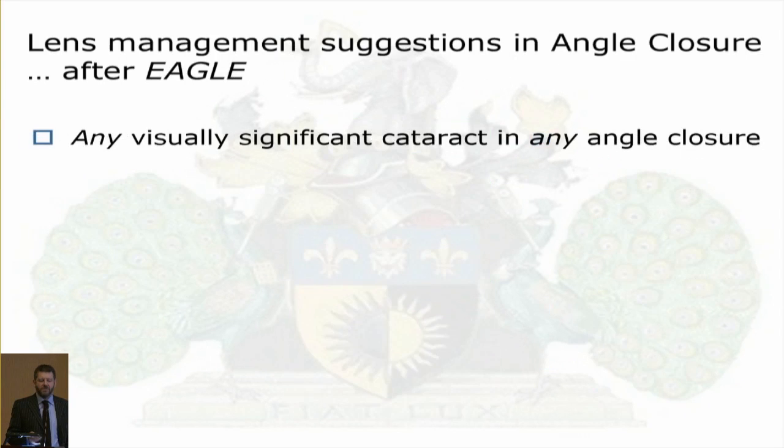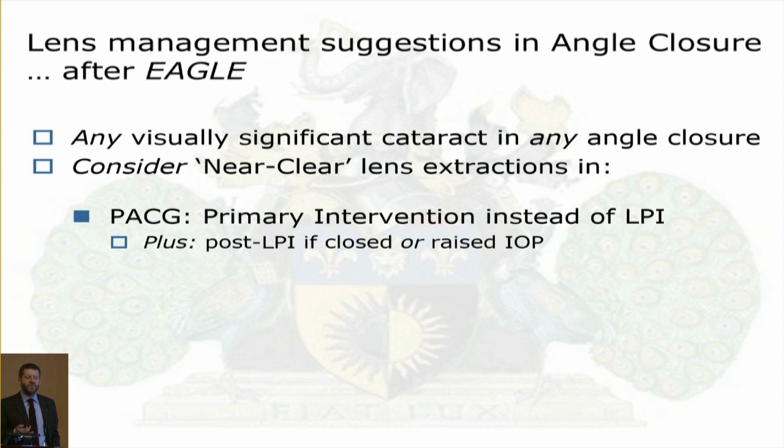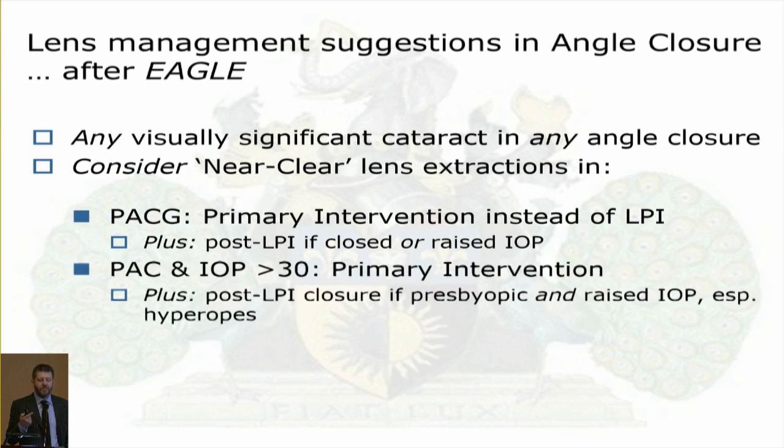But I think the results of the EAGLE trial are such that, following on from this, we're going to clearly be taking out almost any visually significant cataract in any angle closure disease. We're going to be considering a clear or near-clear lens extraction in anyone who's got angle closure glaucoma as a primary intervention. If they've already had a PI, we may well be going on to do lens extraction if they've got raised pressure. For those who only have raised pressure, clear lens extraction is a primary intervention.